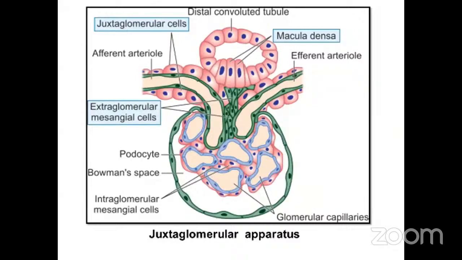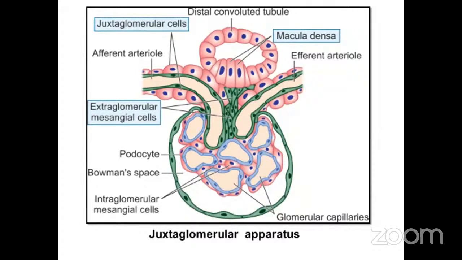Histological changes occur in these tubules. The cells are densely arranged, so these are called the macula densa cells. These are very sensitive to changes in the extracellular fluid volume or composition. These changes are sensed by the macula densa cells, which act as chemoreceptors. So these are the histologically changed cells of the distal convoluted tubule.